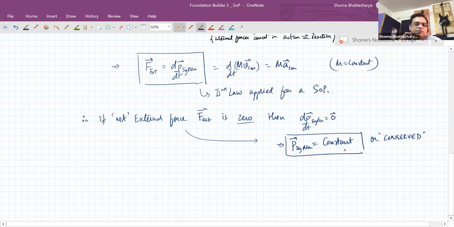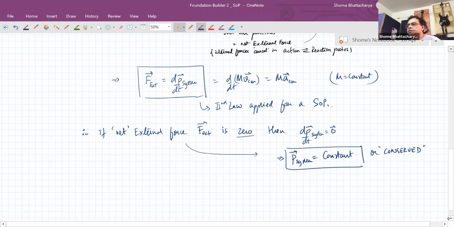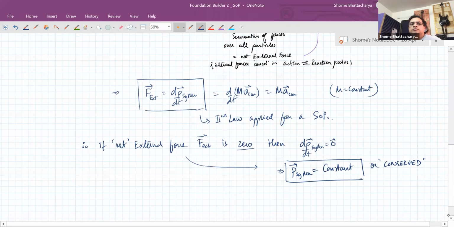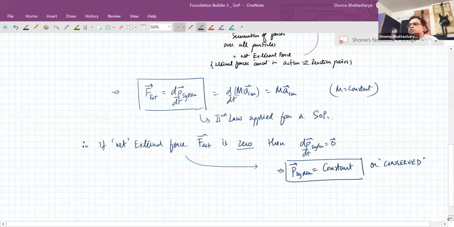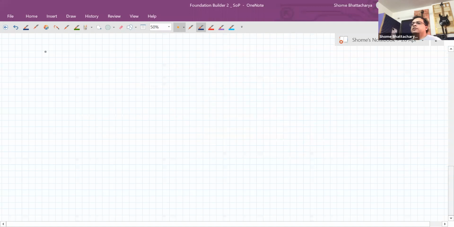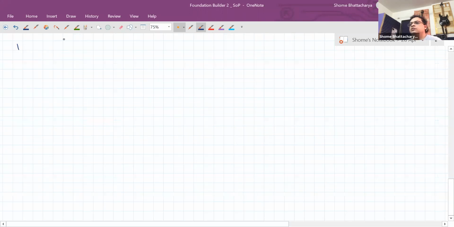Actually, we had seen a couple of examples of this in the last lecture, not in the previous lecture, because in the previous lecture we were back to position of center of mass examples. So let's come back to these conservation of linear momentum examples. All right, so let's look at an example of this. So now we have something like this.